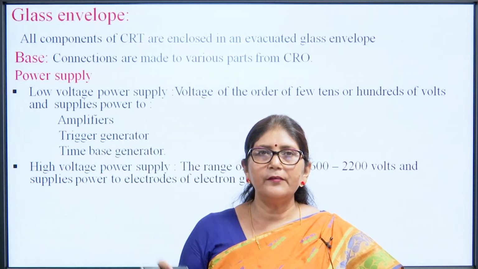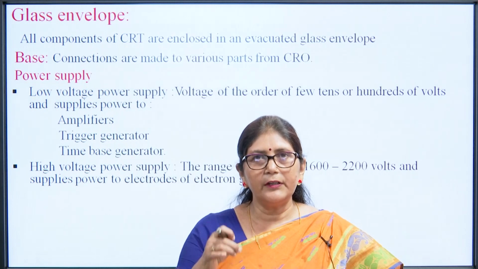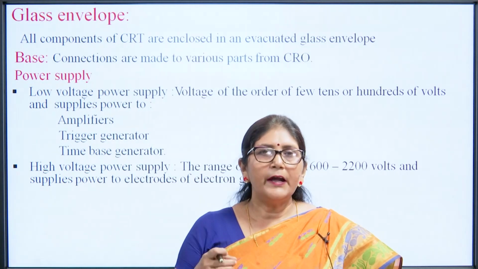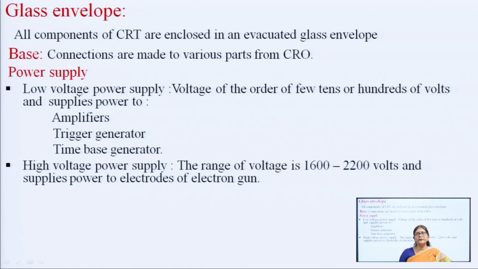High voltage power supplies are required to provide the voltages for the different types of anodes and cathode of the CRT, and low voltage power supplies are used to supply the different circuits of the CRO. For example, there are so many amplifiers, vertical amplifier, horizontal amplifier, then there is a delay circuit and triggering circuits. So, to supply the voltage, we are using a low voltage power supply.